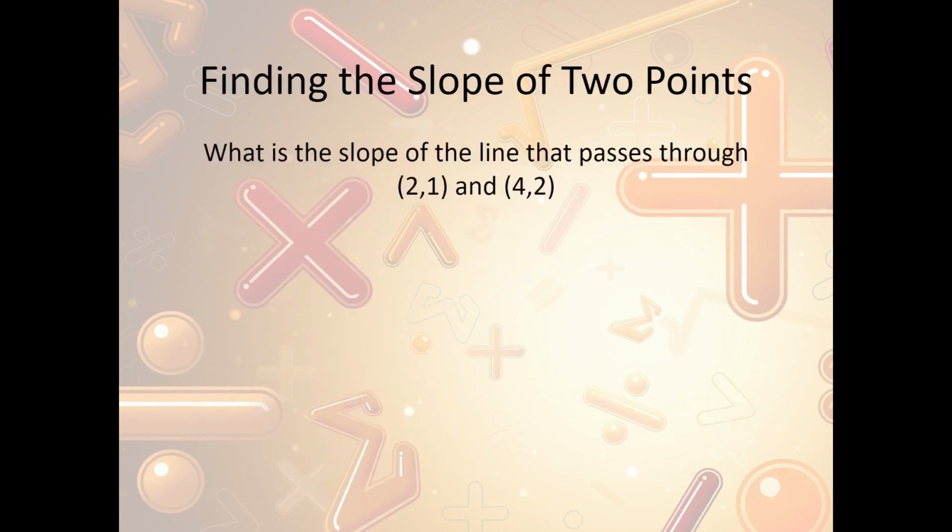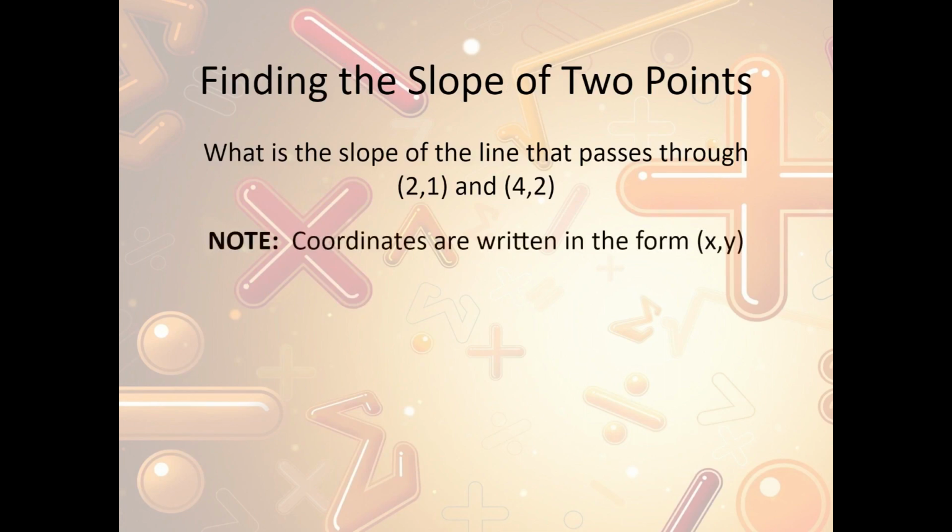Now, what if I'm given 2 points and asked to find the slope? Well, first thing we need to remember is that coordinates are written in the form x and y, right? So the x goes first and the y goes second. And that slope is the change in the y over the change in the x. So what we're going to do is we're going to take these points and we're going to subtract the y values and put that as my numerator, and subtract the x values and put that as my denominator.